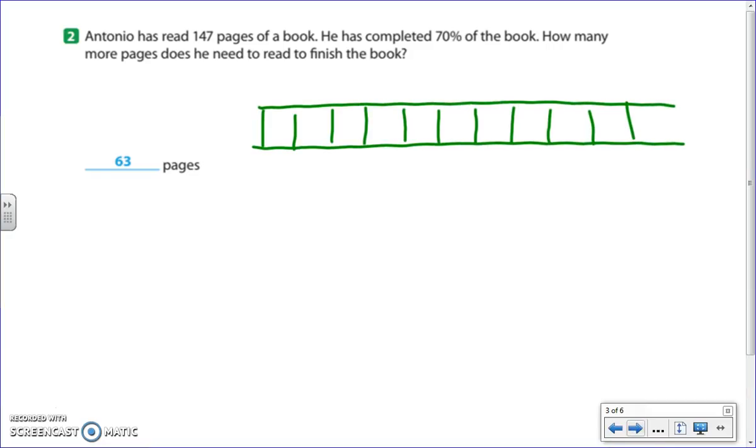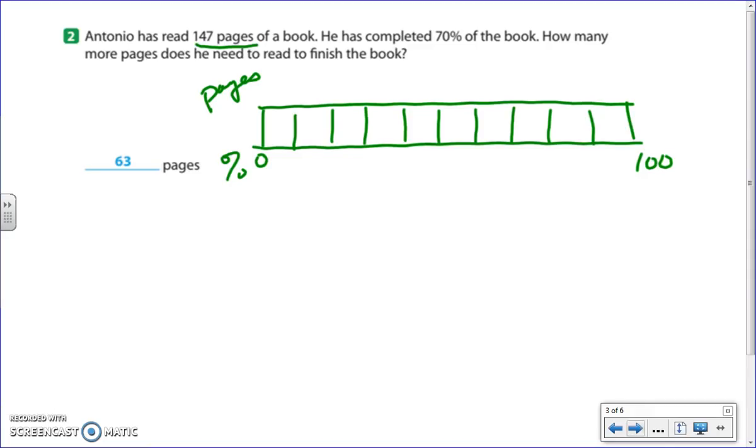On the diagram, we're going to say the bottom part is percent from 0 to 100, 100 being the entire thing, the entire book. And on the top, we'll talk about pages. Okay. It says that he read 147 pages of the book. It doesn't say he read the whole 147 page book. It says that he read 147 pages of the book. He's completed 70% so far.